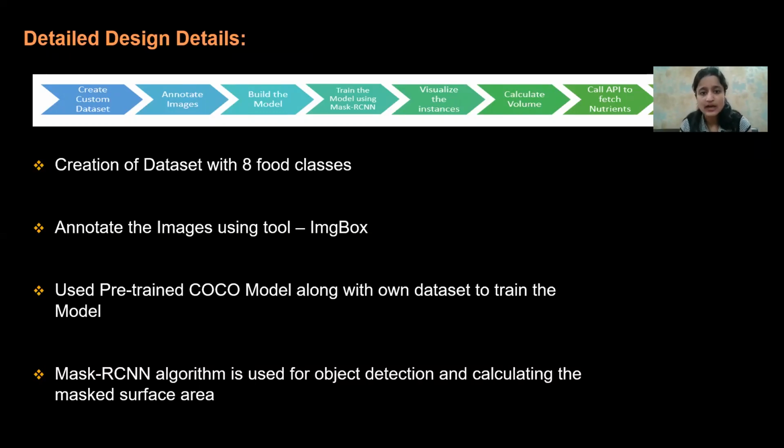And once you have a mask, you can simply take out the surface area present in the food item on your plate. Once we have the mask surface area, we can move on to calculate the volume of the food. And this volume in turn will be helpful in determining the weight of the food. Once we have the weight, we will be sending it to the API and then calculating the nutritional values, and then this can be displayed to the end user.